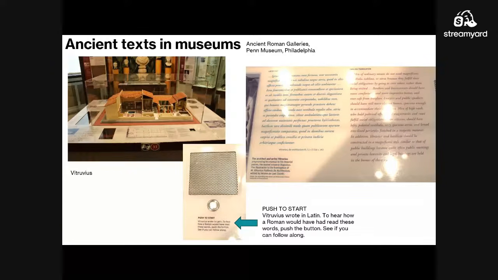This one is quite interesting. This is a rare multimedia display. Again, apologies for the terribleness of my phone photos, but this is from the Penn Museum in Philadelphia, where they have a panel with a section of Vitruvius's text on architecture in English and Latin, and there is an audio recording of the Latin. Visitors are encouraged to engage with the spoken Latin directly and see if they can follow along with the displayed text as the audio plays. And as you can see, it's part of a section on Roman houses.